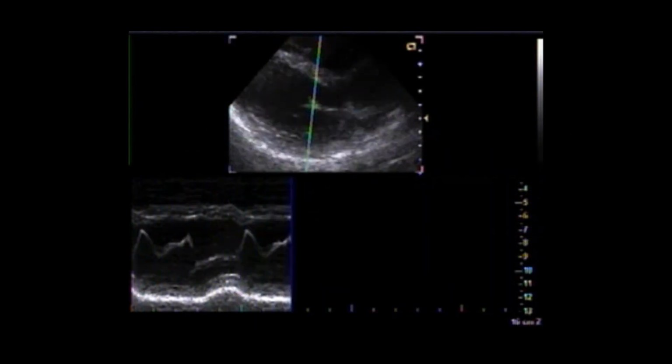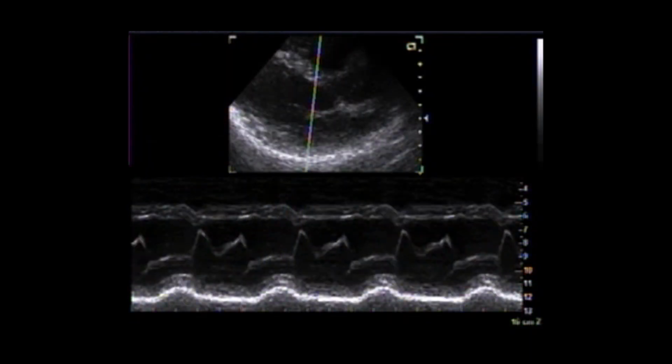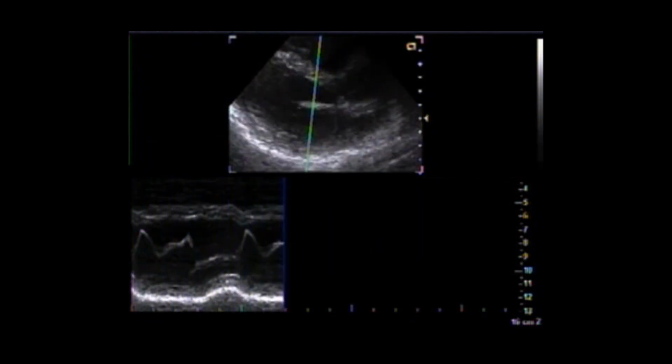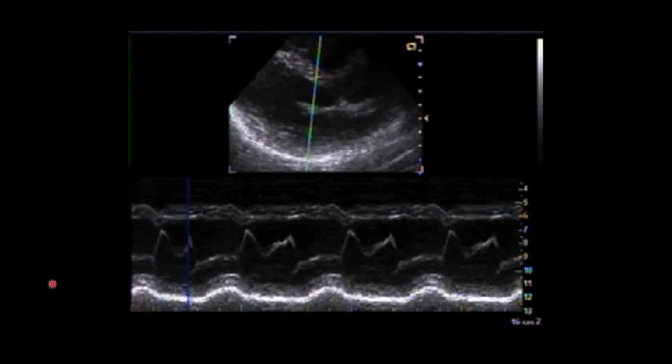Here's the tracing of E-point septal separation. You'll notice on the top of the screen there's the B mode image, and at the bottom of the screen is the M mode. And if you freeze it once they obtain the images here, you'll notice that there's an E wave here and an A wave, and then again you'll measure the distance between the top of the E wave and the septum right here.